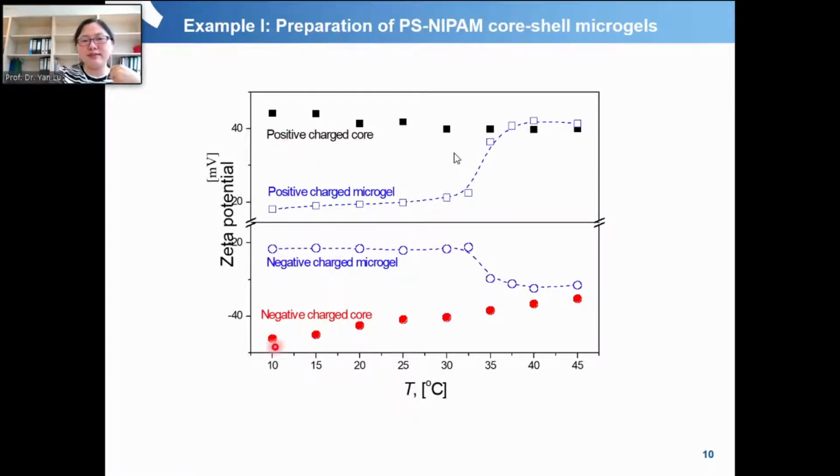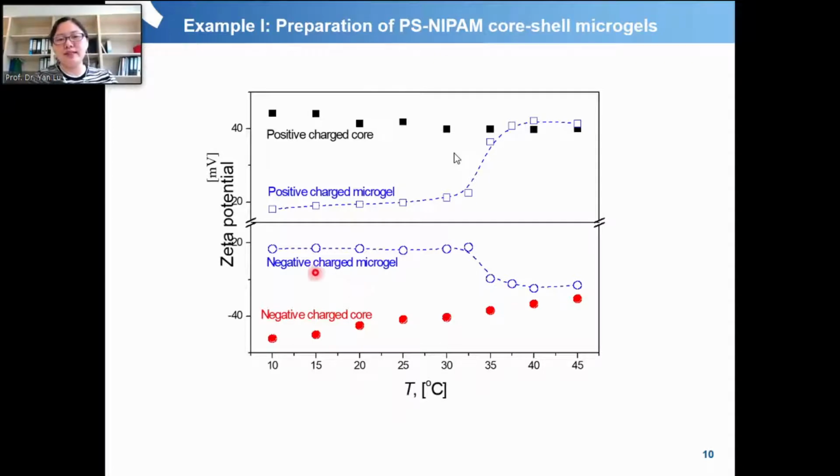You will see, these solid dots here are the core particles, polystyrene. And you can measure the zeta potential of your polystyrene core. You see they are more or less constant when you measure at different temperatures, because for the polystyrene core, nothing changes if you change temperature. But in the case of the microgel particle, you see they also show a kind of transition when you change the temperature of the solution.